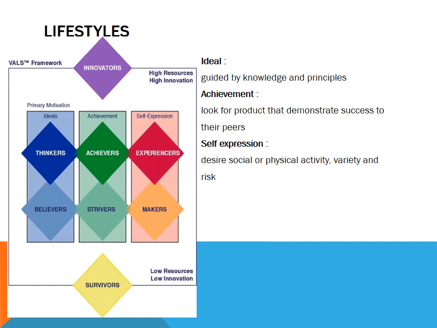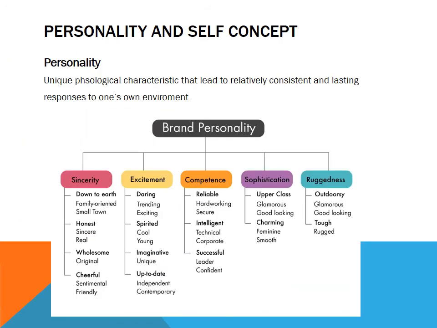The part of primary motivation will be divided into different types of lifestyle based on their own category. The high resource one is someone on the top, and low resource is called believers, strivers, makers, and survivors. So in different countries, people have different values and they will have different frameworks.